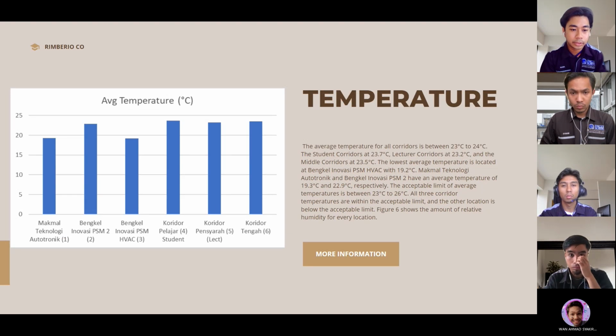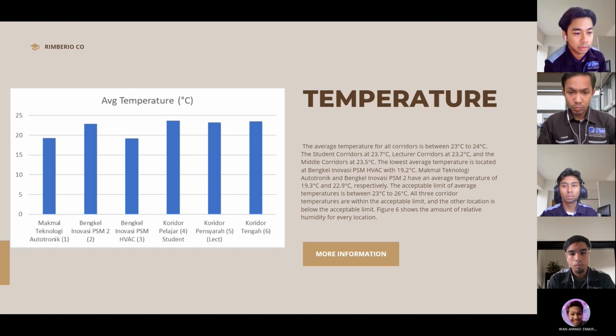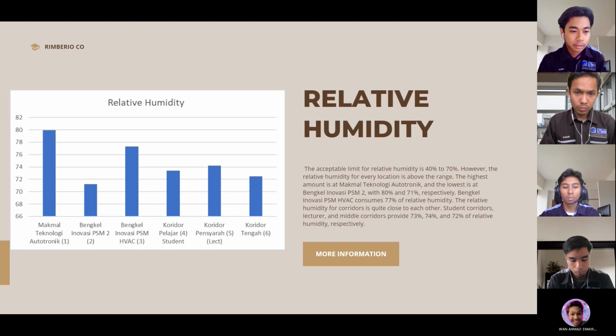Then for the average temperature, it is between 23 degrees Celsius to 24 degrees Celsius. So the student corridor at 23.7 Celsius, lecturer corridor at 23.2 Celsius, and the middle corridor at 23.5 degrees Celsius. And the last one is the relative humidity.